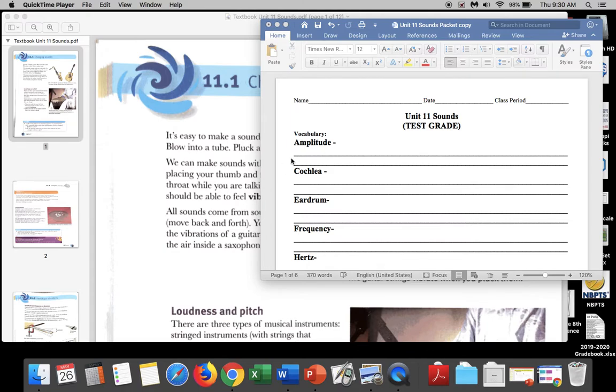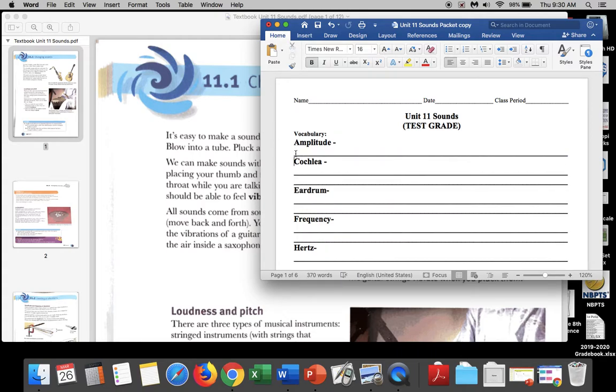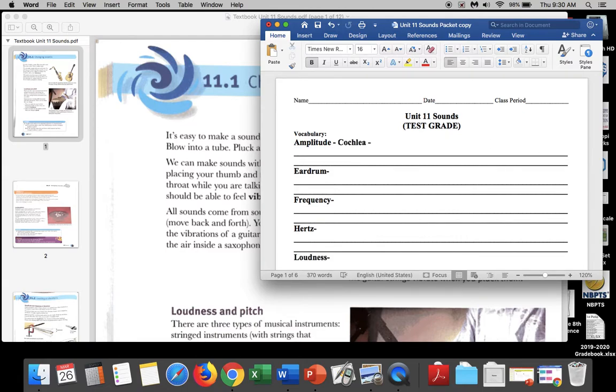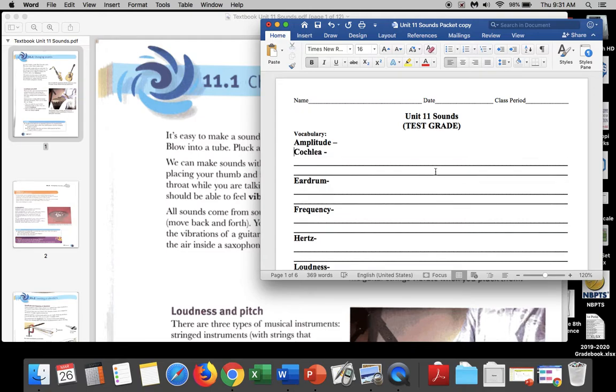So first is vocabulary. How do we type the vocabulary? You're going to take this and delete these lines. Just scroll across and delete, and then you can type your vocabulary. I do want you to delete those lines if you're going to type it. It just makes it a lot neater. But you don't have to, it's just going to make your unit packet super long. So make sure you delete those lines.